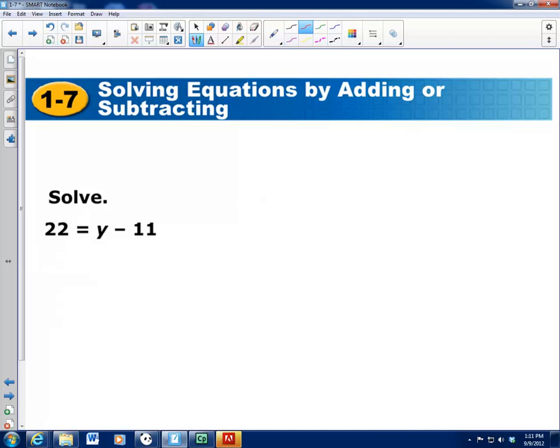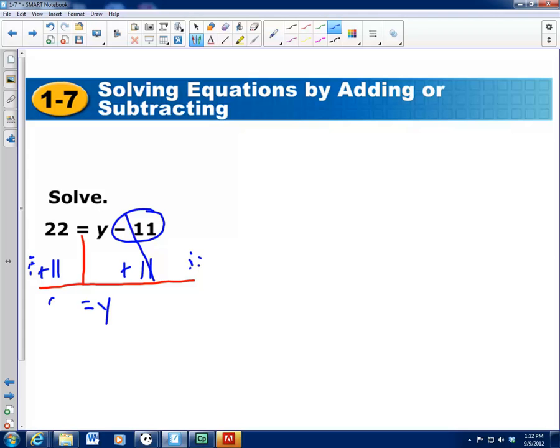All right, again, I start with my balance beam. Always start with my balance beam. Now I have to get rid of minus 11. So what's the opposite of minus 11? Well, the opposite is plus 11. I have to do that to both sides of my balance beam, this side over here and also this side over here. Okay, so my 11s cancel each other out. Now, 22 plus 11, well, that gives me 33. So I know the value of y is 33.